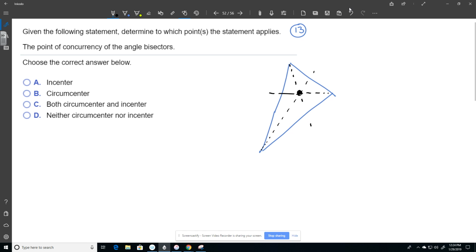Well, in your notes, you should have it written down. The angle bisectors cross to make the incenter. So this would be the incenter of the triangle. That's the point of concurrency.